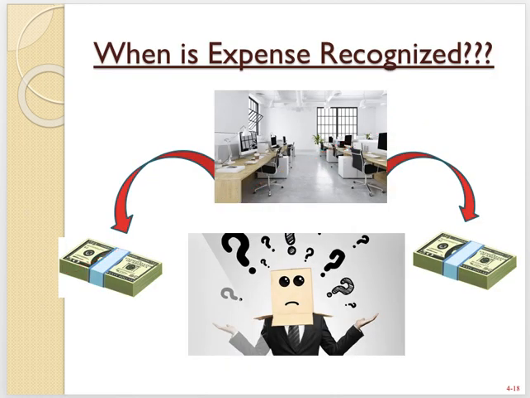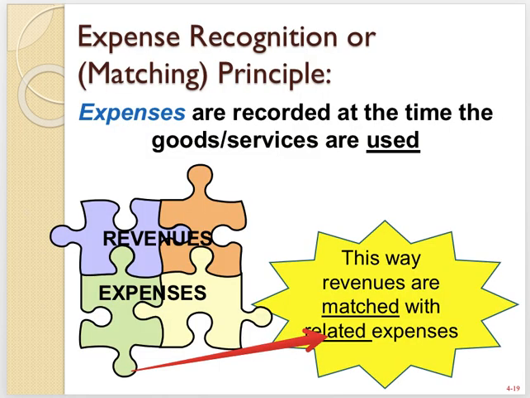But there are situations, again, where the cash may be paid before we use the services, or the cash may be paid after we use the services. And that can cause some confusion. When do we recognize the expense? So the rule that we use there is called the expense recognition or matching principle.